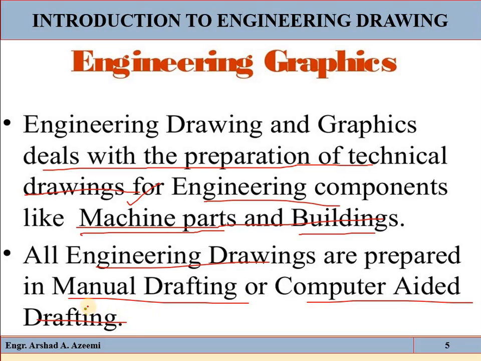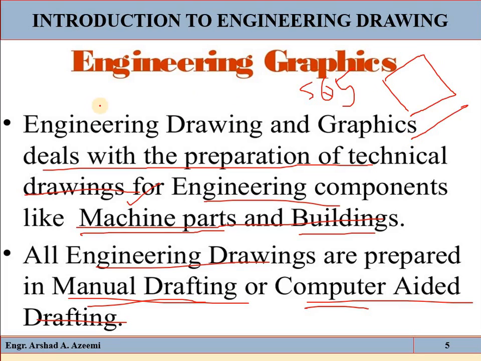In manual drafting, you will clearly understand the concept, the principle and the fundamentals of drawing. Computer aided drafting is like AutoCAD. If you just give the command into AutoCAD to draw a square of, suppose, 5 units, AutoCAD will directly draw a square. Now you don't know the concept behind the drawing of this square.